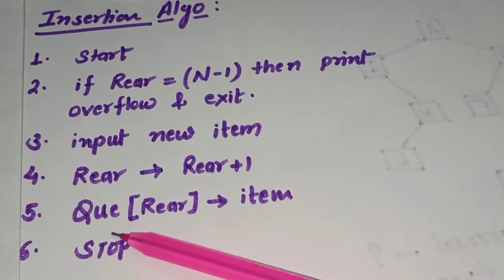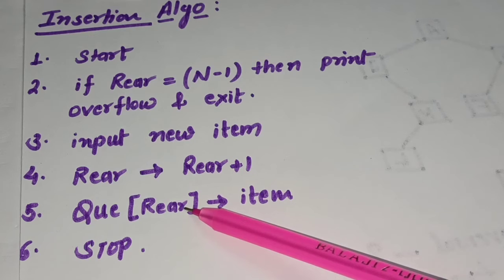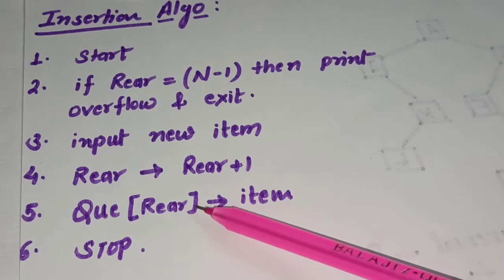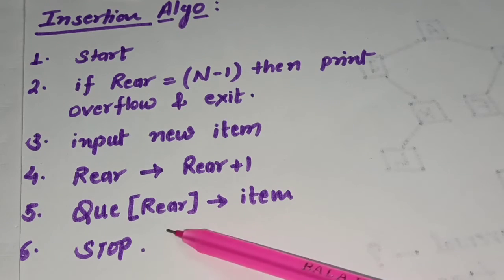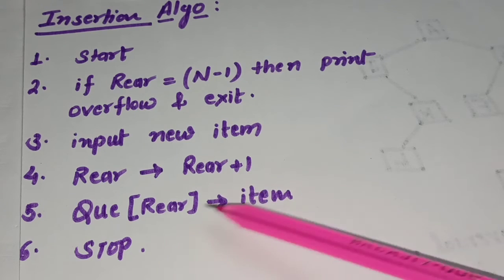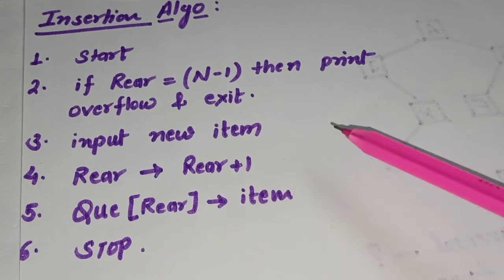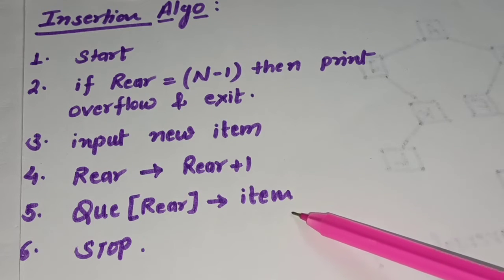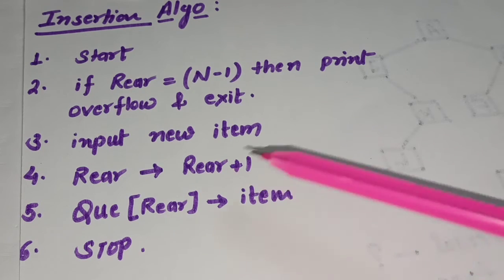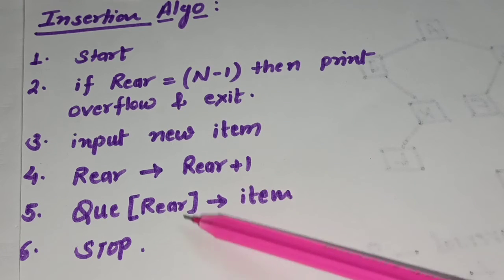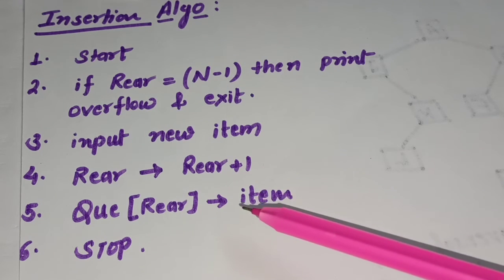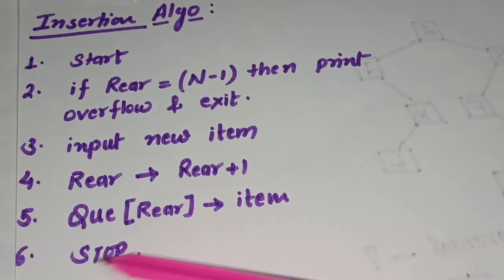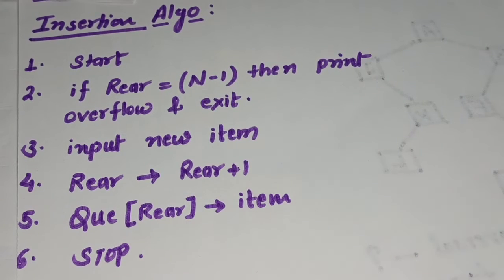So we write here q. Q is the variable name and rear is the index position within the subscript. So q of rear is equal to the item. Item means the element entered by the user. So in that position that value is stored. And after this, next step is stop. So this is the algorithm of insertion of an element in a queue.